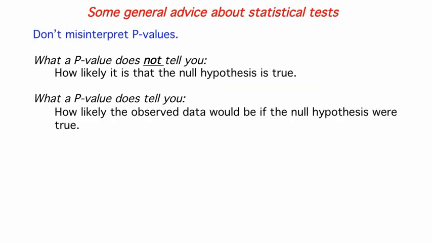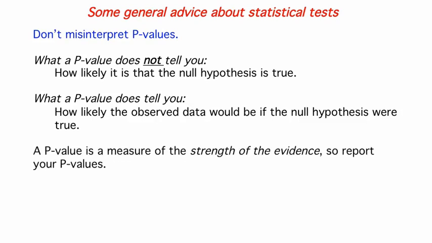Remember from a previous lecture, what a p-value does not tell you is how likely it is that the null hypothesis is true. But that's a very common misinterpretation. As an example, when we were comparing the mean body temperatures to the established value of 37 degrees, the p-value doesn't tell us how likely the mean body temperature is to be 37 degrees. What it does tell us is how likely it would be to get the observed data that we got if it really was 37 degrees, and then we can assess whether our null hypothesis is a reasonable assumption.